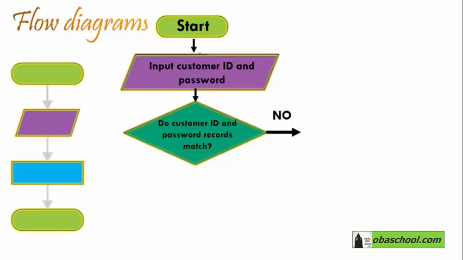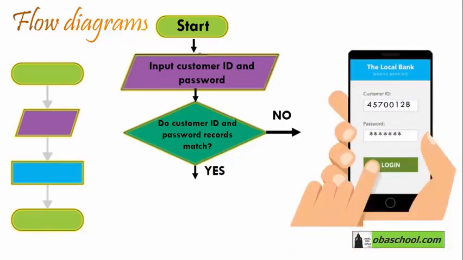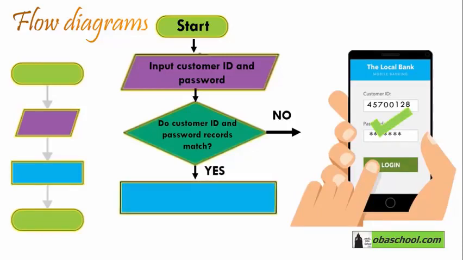The first path is no, so they don't match. The second path is yes, so they match. If they match, the program will tell the user that the customer ID and password are correct. Now, the next shape will appear. Allow entry to program. The function of this shape is to send order or instructions. That means, since the customer ID and password are correct, allow the user to access their bank account.